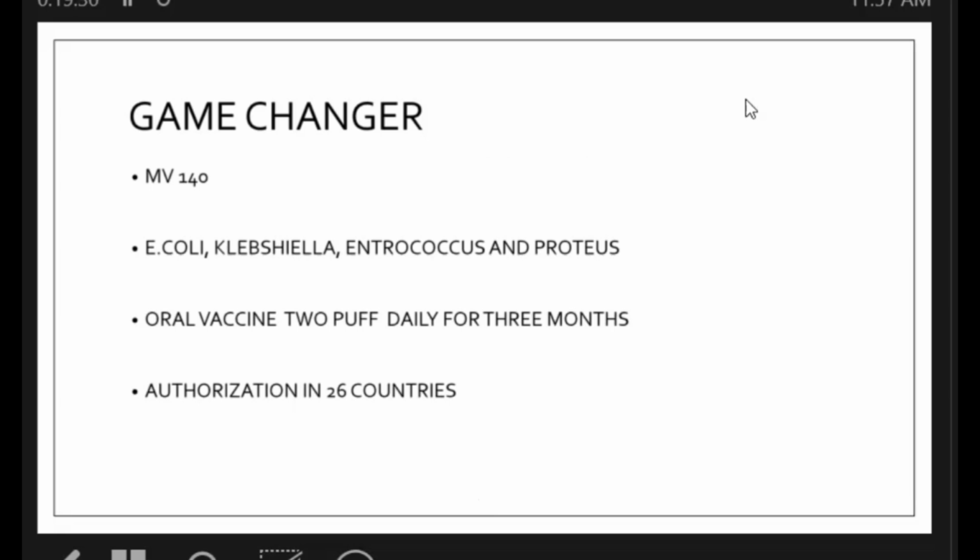And are there any ways to prevent urinary tract infection by vaccination? There is a vaccine available, MV140. This is a vaccine available in most of the European countries, 26 countries. It contains inactivated E. coli, Klebsiella, Enterococcus, and Proteus in glycerol and sodium chloride. It's an oral vaccine. We have to give 2 puffs daily for 3 months. If you give that, we can prevent recurrent UTI for 9 months. So there's a UTI-free time of more than 9 months.